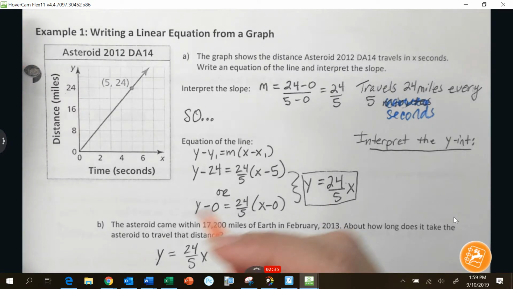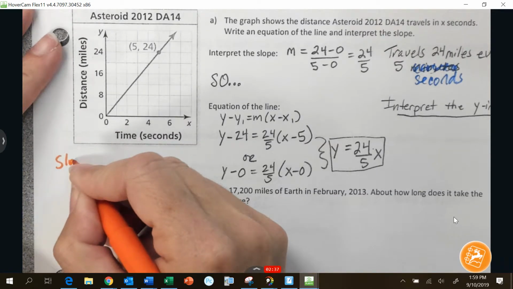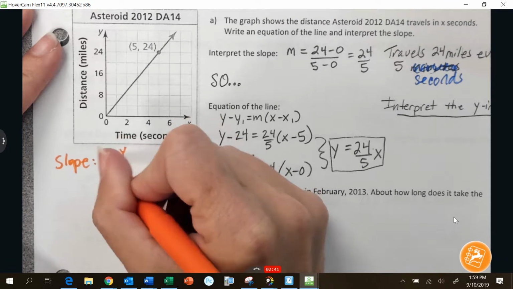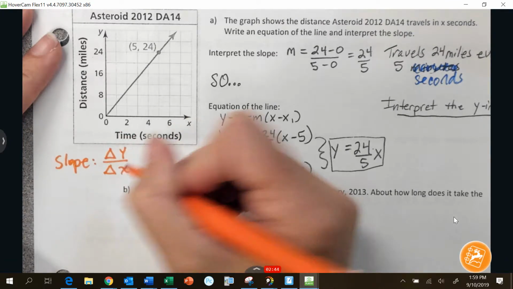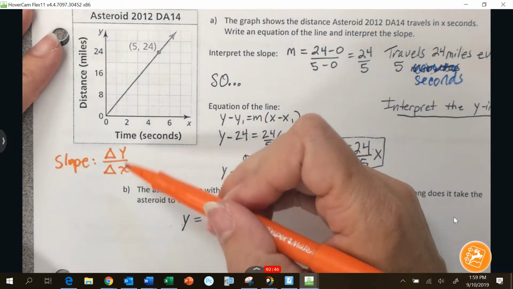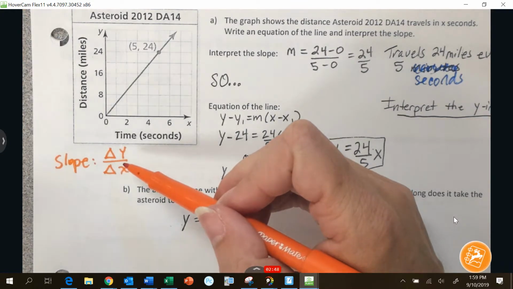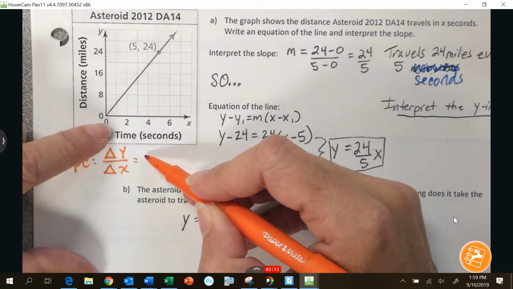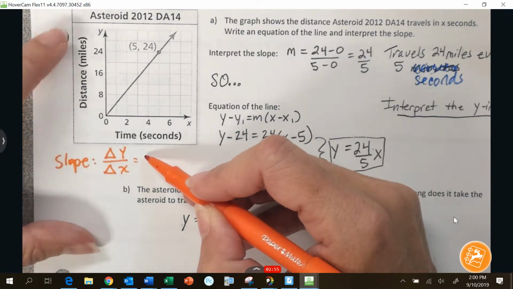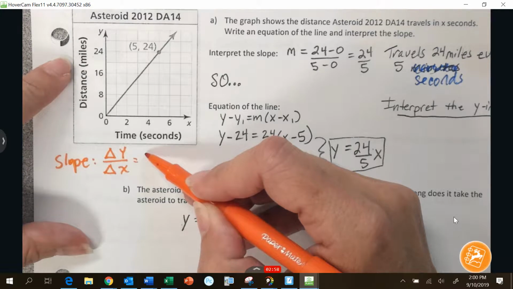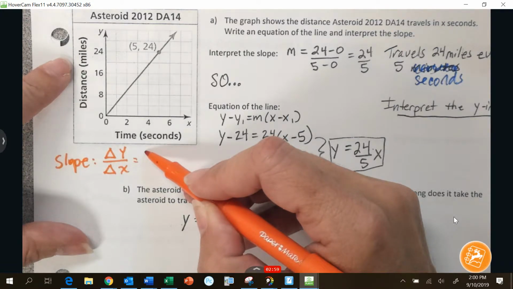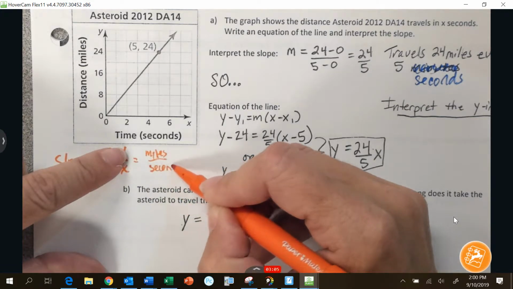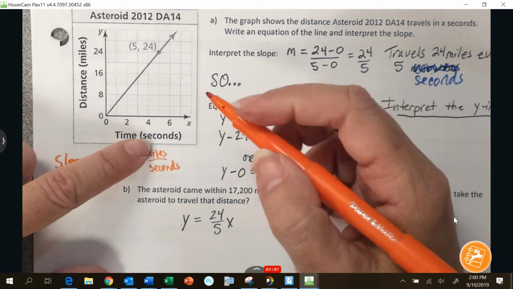So anytime we're doing slope, the slope is always the difference of y over the difference of x. And this Greek letter D is like a triangle. It means the change or the difference in y over the difference of x. So when we look at this here, we're going to first talk about the y's, the miles. Then we're going to talk about seconds. We talk about miles per second.